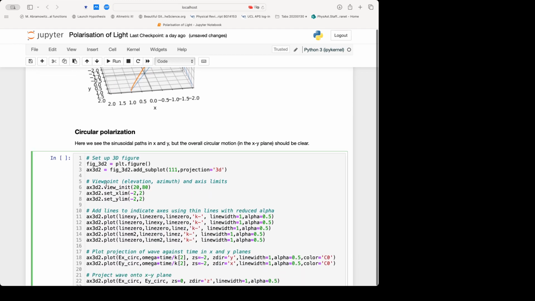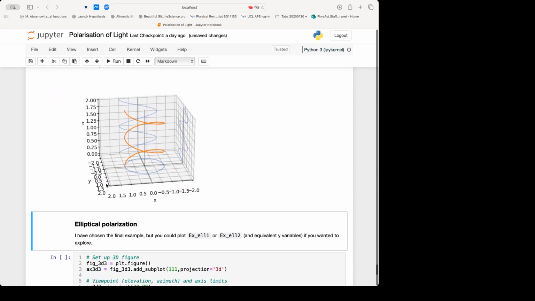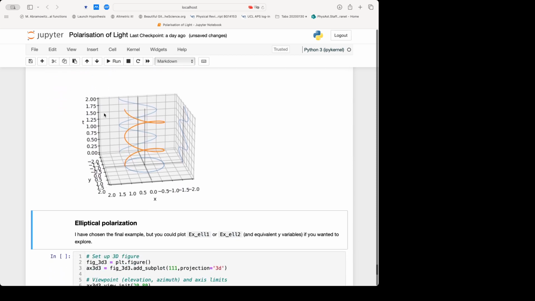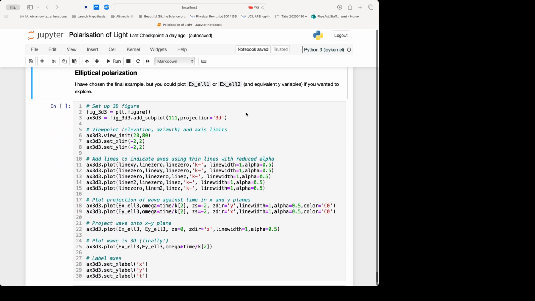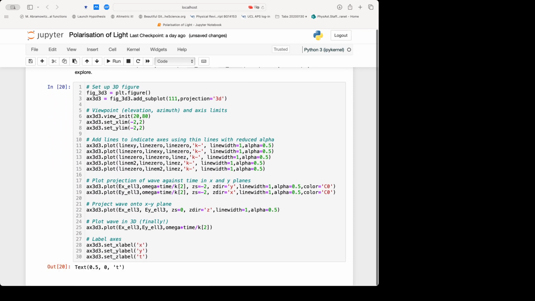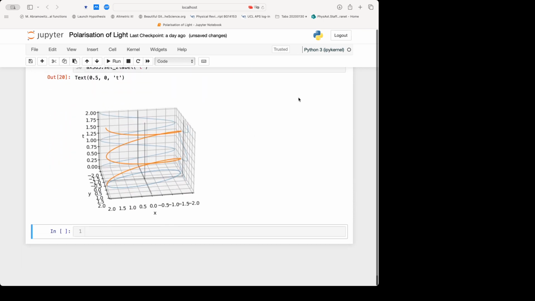Let's do the same for circular polarization. Okay, so again, we have the x against t here, we have y against t here, we have x versus y in the bottom, and then in orange we have the path of the field vector, which in this case is a helix over time. And finally, you can do this with elliptical polarization, which looks very similar to the circular polarization, except of course we have an ellipse rather than a circle. So we have still a helix, but it's an elliptical helix.